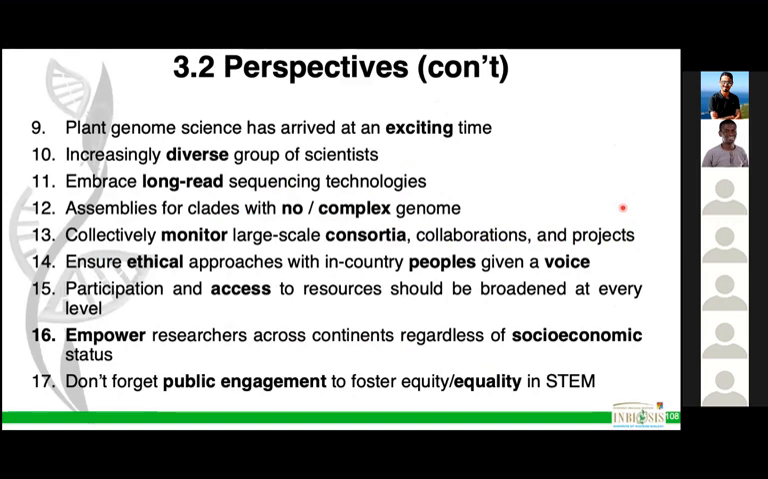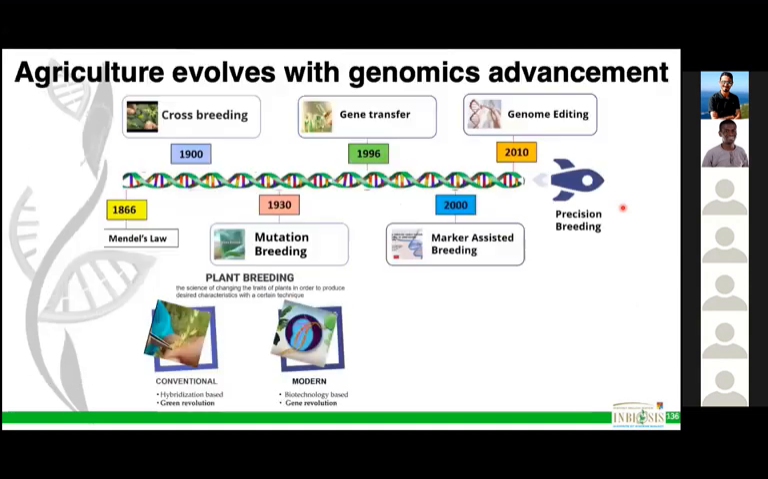Also, plant genome science has arrived at an exciting time. There's an increasingly diverse group of scientists. Everyone should embrace long-read sequencing technology for genome sequencing, and there's a need for assembly for plant clades with null or complex genomes. Collectively we need to monitor the large-scale consortia collaboration projects to ensure ethical approaches, with in-country people given a voice. And participation and access to resources should be broadened at every level to empower researchers across continents regardless of socioeconomic status. And then don't forget public engagement to foster equity or equality in STEM.